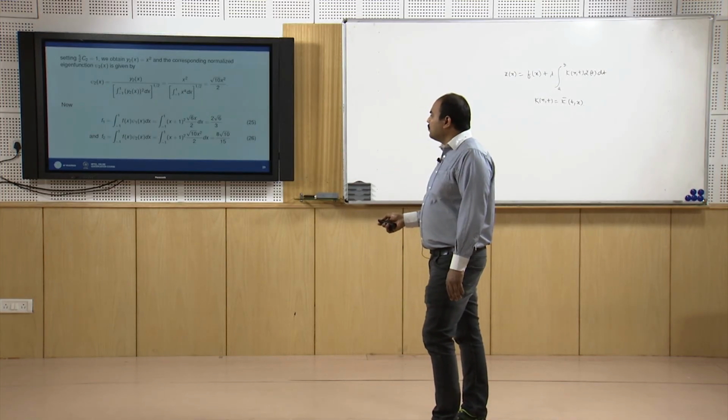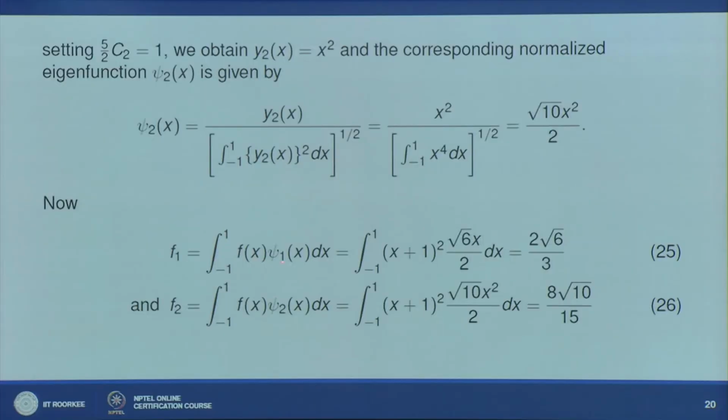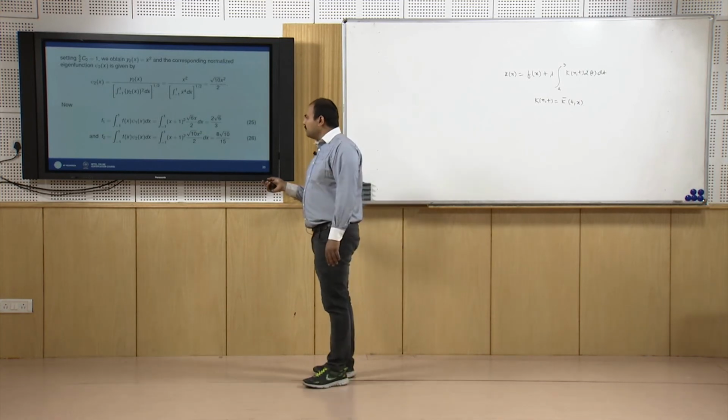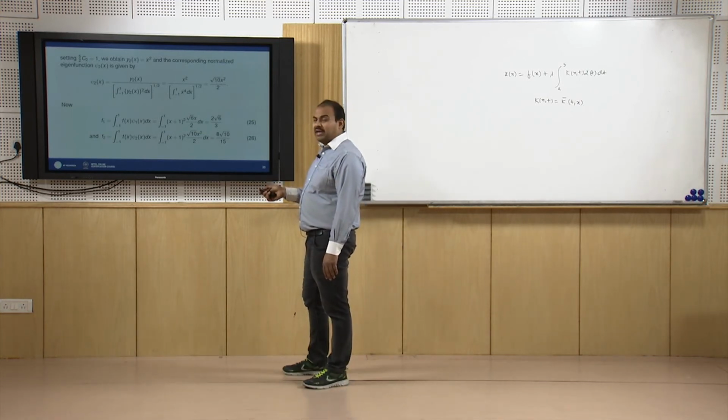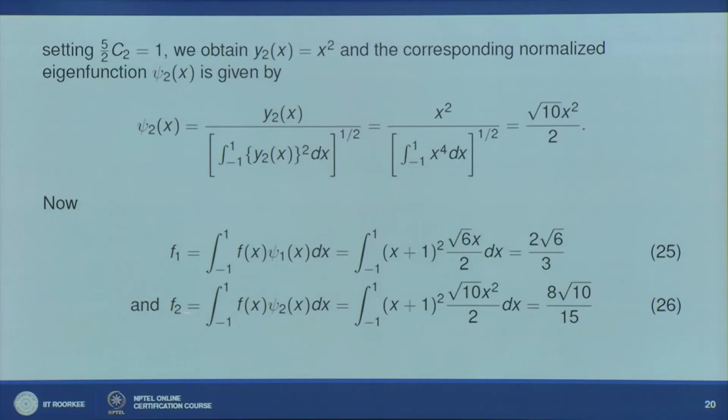So f1 is basically the integral from minus 1 to 1 of f(x) psi 1(x) dx. So psi 1(x) is already known to you, you put it here, and f(x) is already known to you, so you can get the value of f1, that is 2 root 6 by 3. This is quite a simple calculation, you just plug in and then you can find f1. Similarly, in the same way you can find f2. f2 is the integral from minus 1 to 1 of f(x) psi 2(x), the Fourier coefficient corresponding to psi 2. Again you put in all the values, you know f, you know psi 2, and you get f2. f2 comes out to be 8 root 2 by 15.